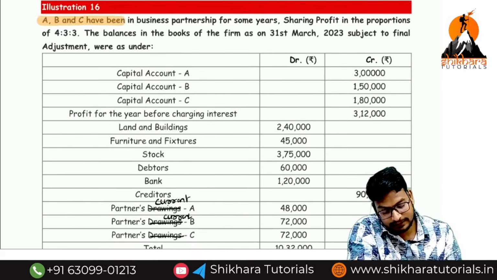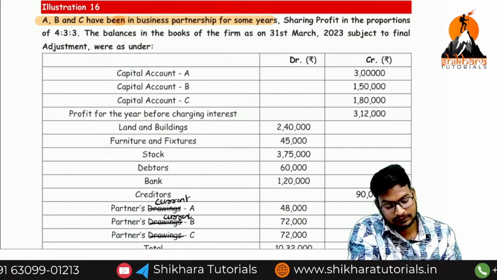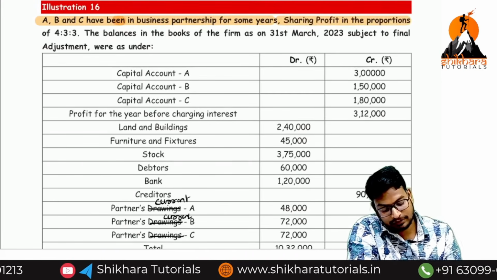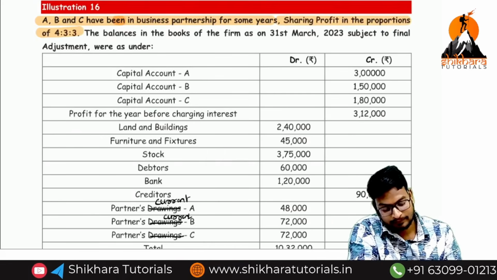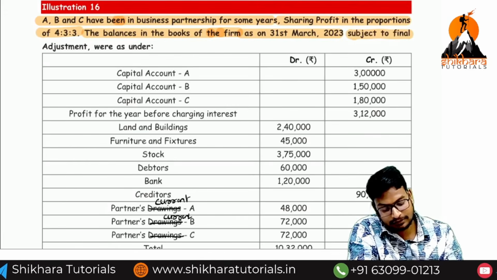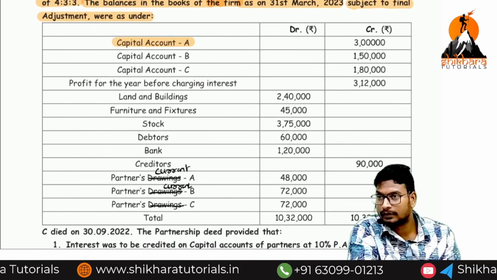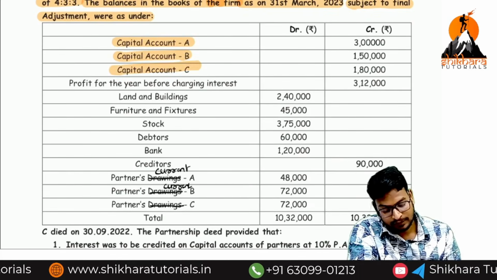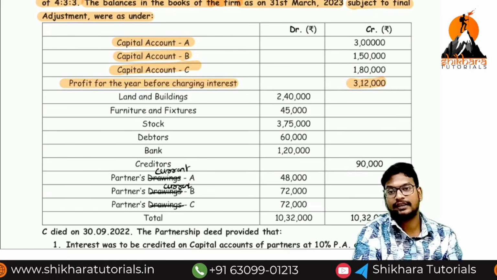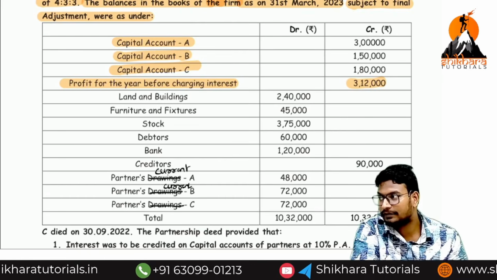A, B and C have been in business partnership for how many years? Some years. Sharing profit in the proportion of 4:3:3. The balances in the books of the firm as on 31st March 2023, subject to final adjustments, were as under. They have given the capitals of A, B and C. Profit for the year before charging interest, how much? 3,12,000 for the year. Which year? The year ending 31st March 2023.